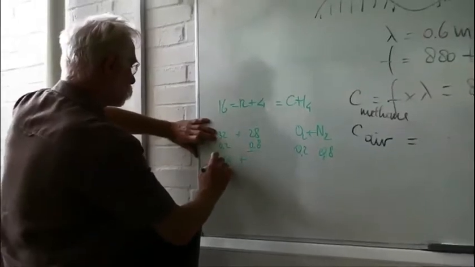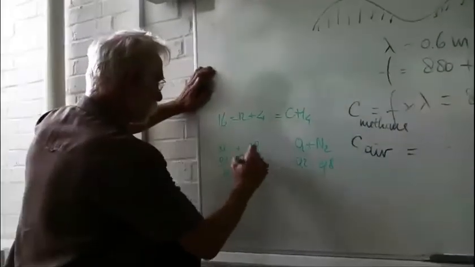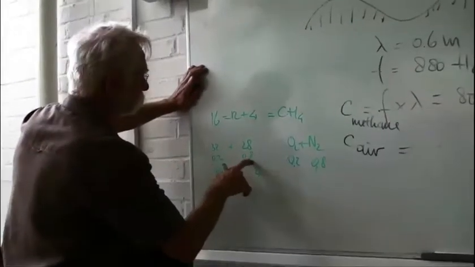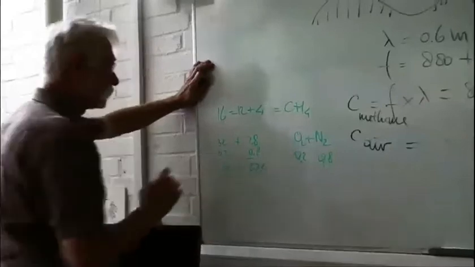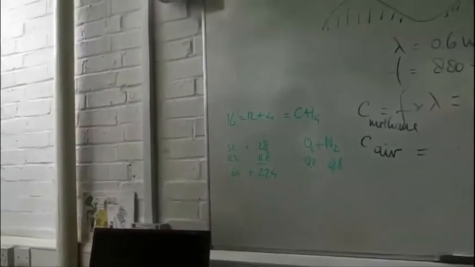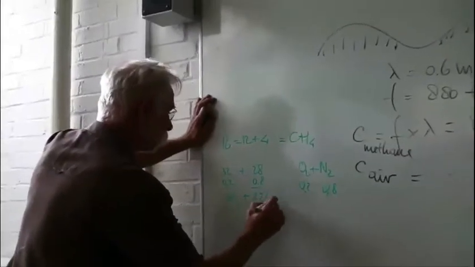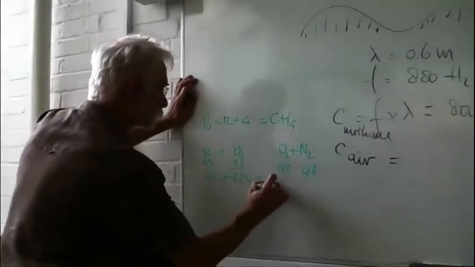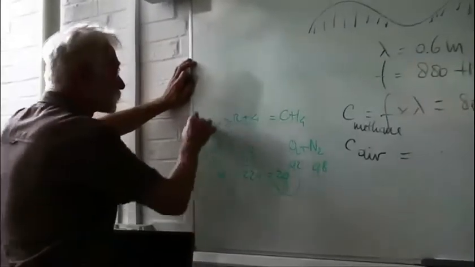6.4 in other words. And this is 8 times 8 is 64 over 16, 22.4. Add the two together: 28.8. That's 29. So the mass is 29 and here the mass is 16.